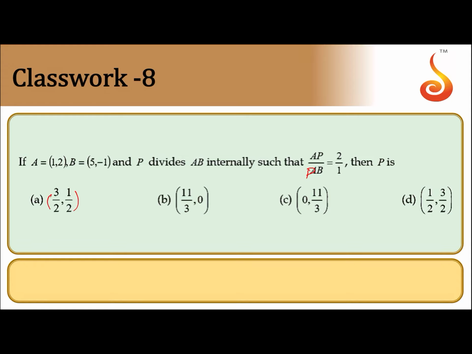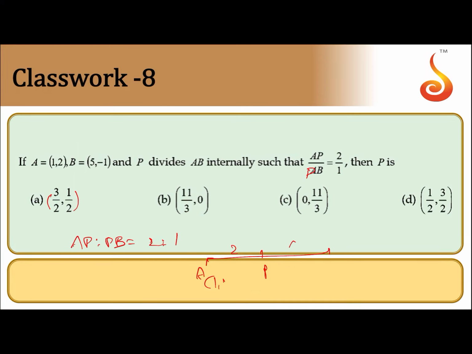But the other way also you can do it. AP and AB is also there. So I will explain about this one. AP is to PB is equal to 2 is to 1. Clearly you could see that the point P divides in the ratio 2 is to 1.